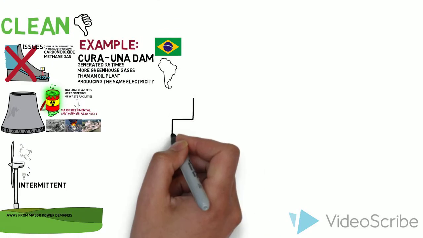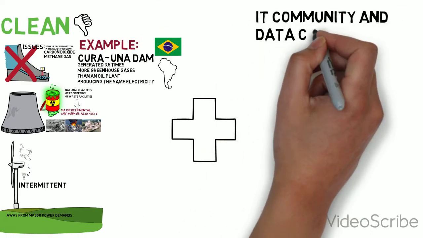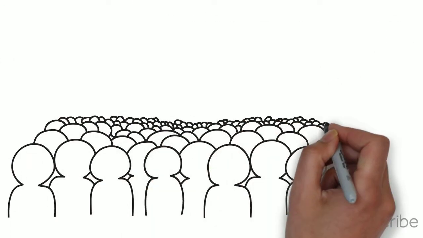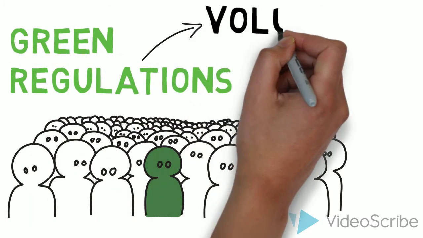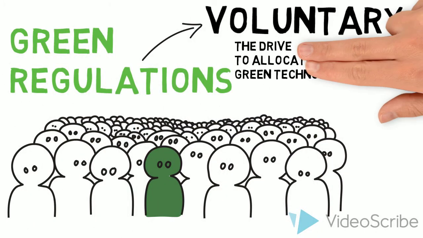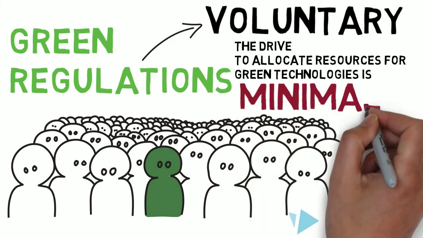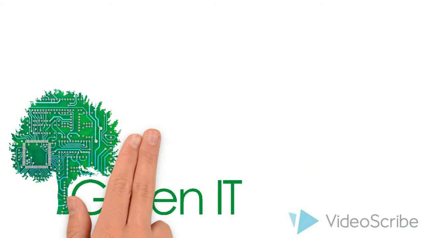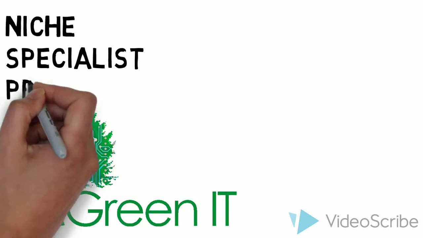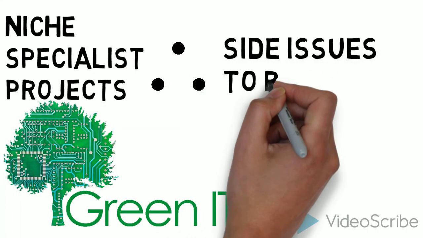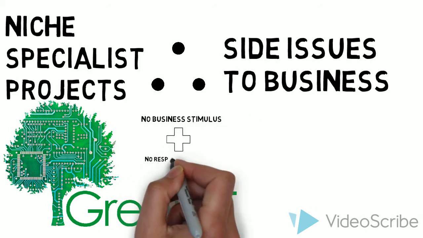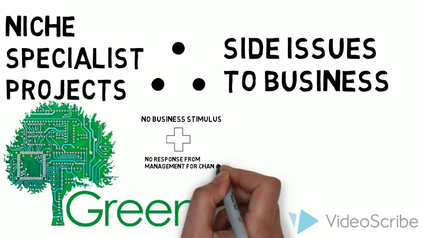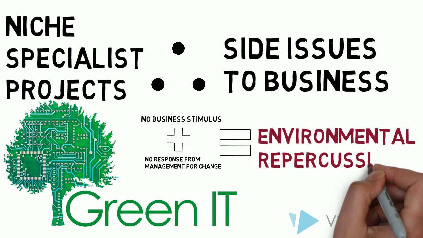In addition to all the factors considered previously, it's important to look at the IT community and data center mindset. The corporate IT community is an important target group towards green initiatives. Currently, green regulations are voluntary, and therefore the drive for a company to allocate resources to implement such green technologies is minimal. The green IT portion of business initiative within an organization is presently viewed as niche specialist projects, which are then considered side issues to the business.